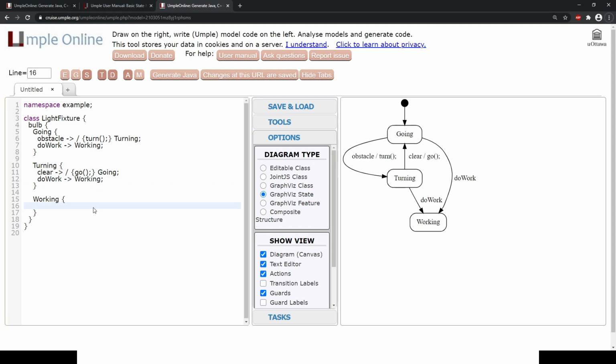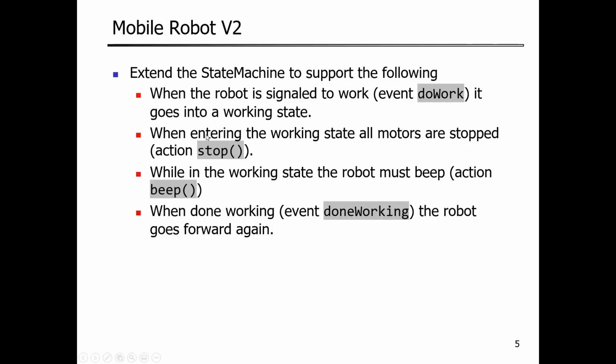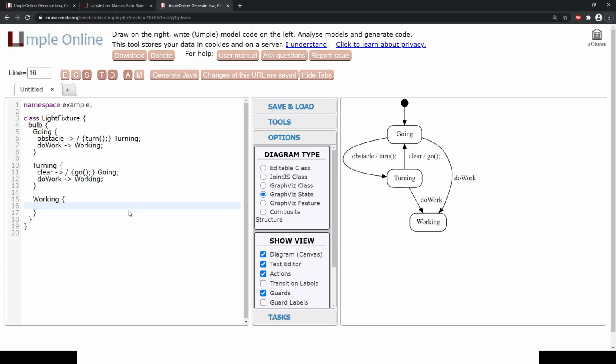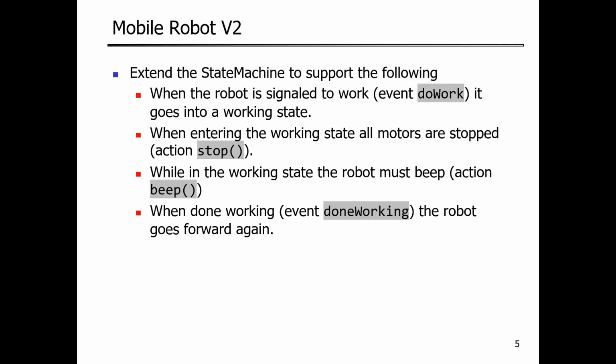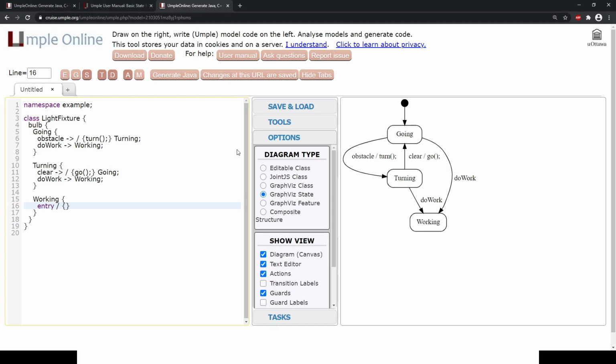Now here it says when entering the working state, all motors are stopped. And it says when entering the working state. So this might be familiar. We had in state machines something called entry actions. And we said for this one we should stop the motors, so the action to execute would be stop.